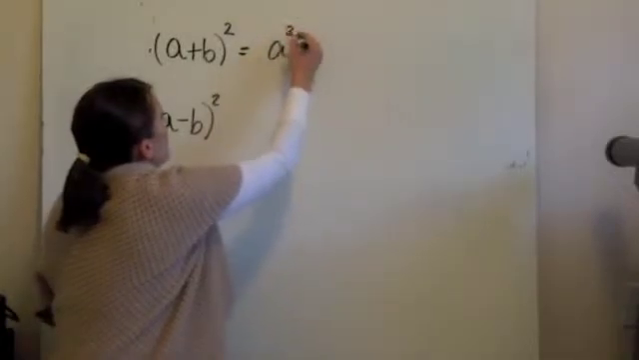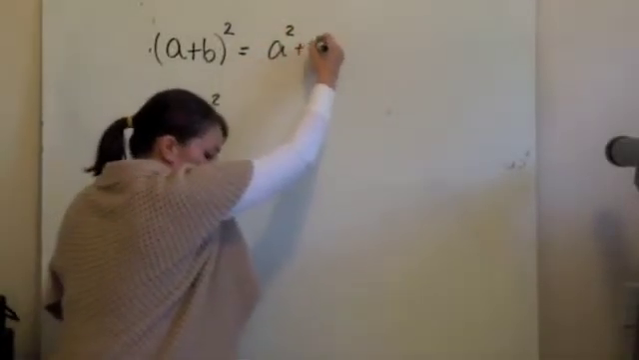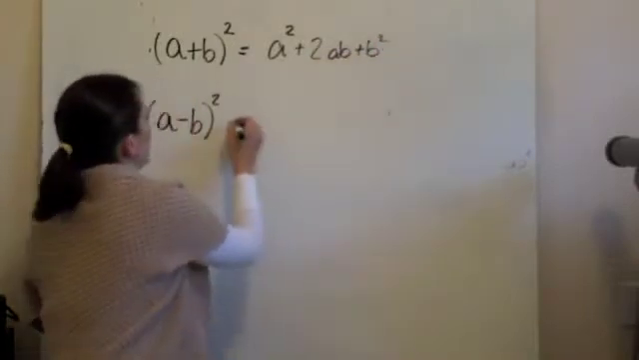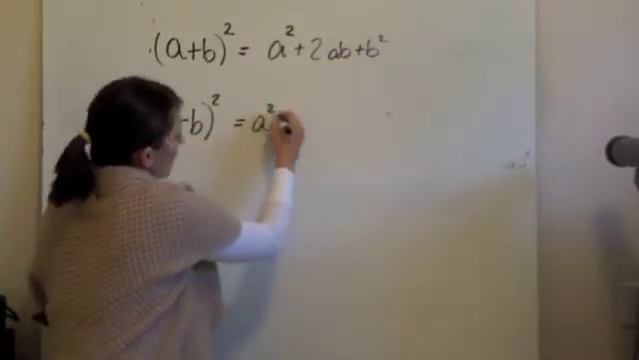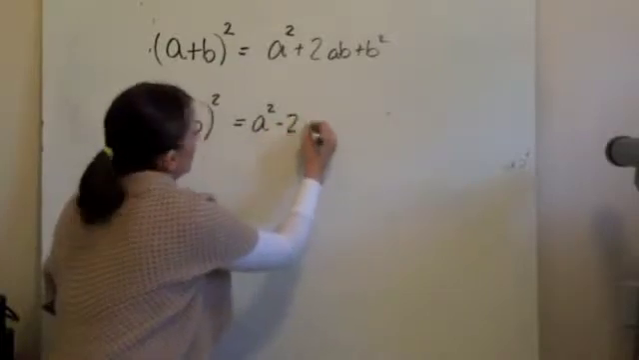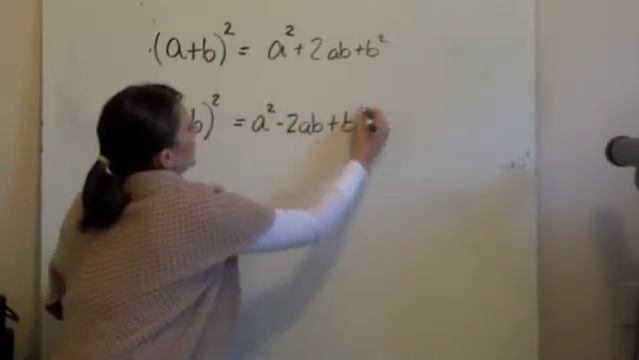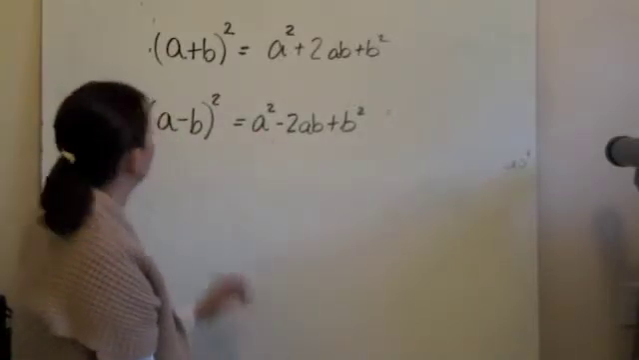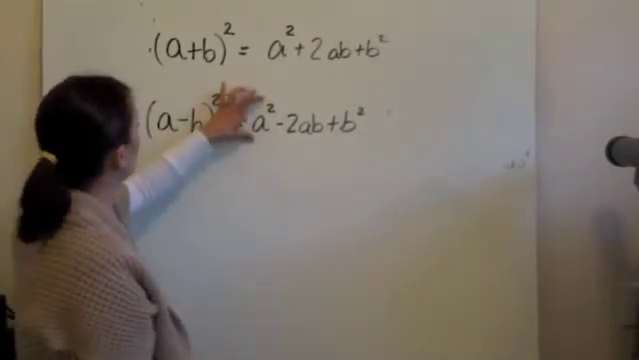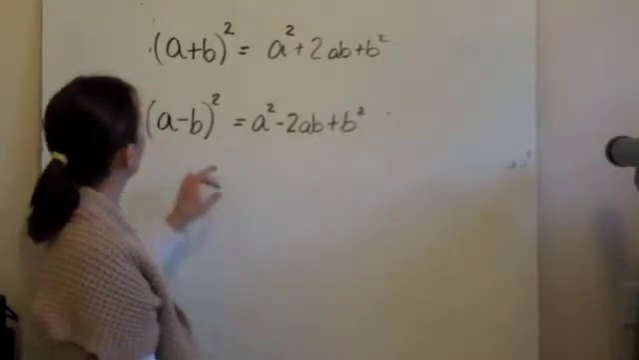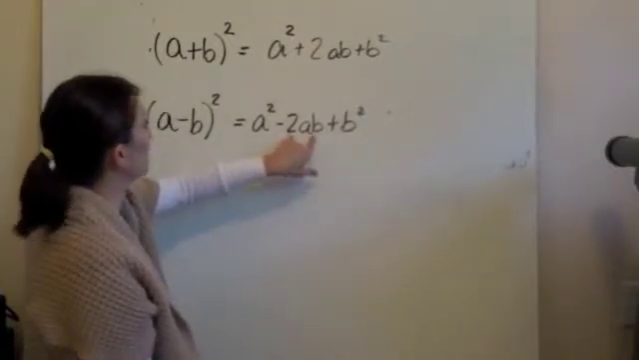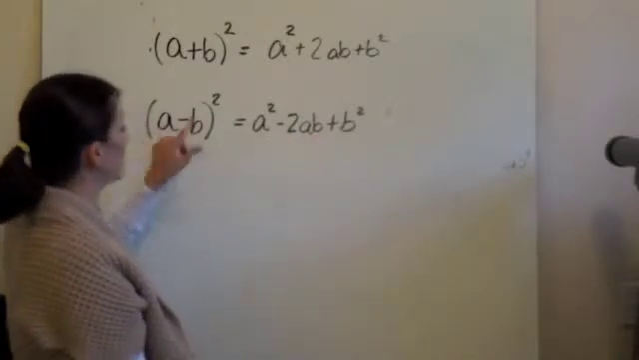This is always a squared, plus 2ab plus b squared, or a squared minus 2ab plus b squared. Okay, so it's always going to follow this method. The first term is going to be squared, the last term is going to be squared. And the middle term is just going to be 2 times this term times that term.